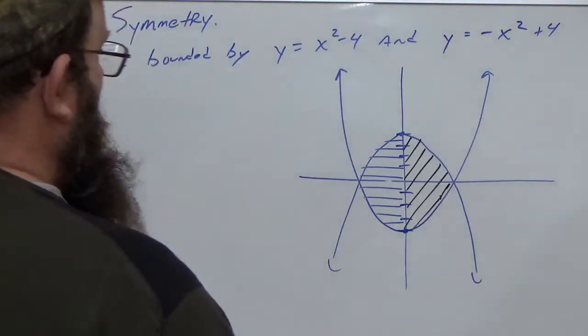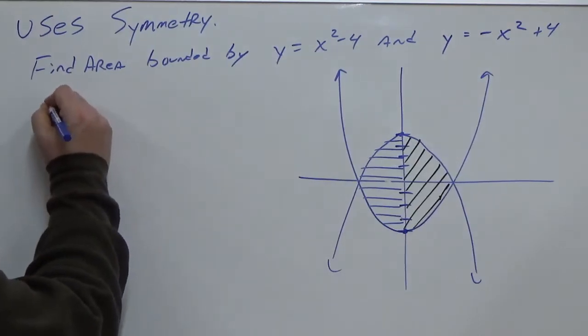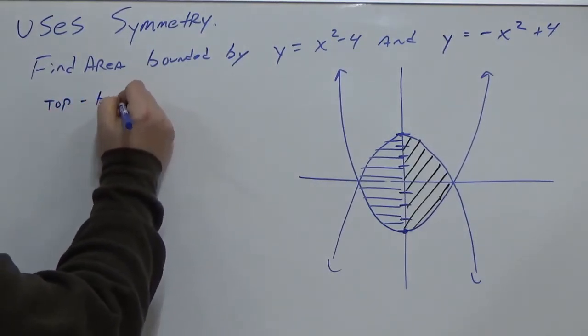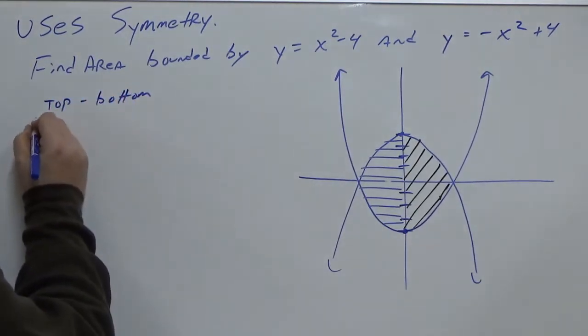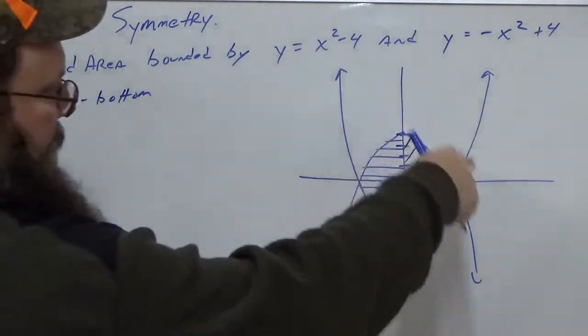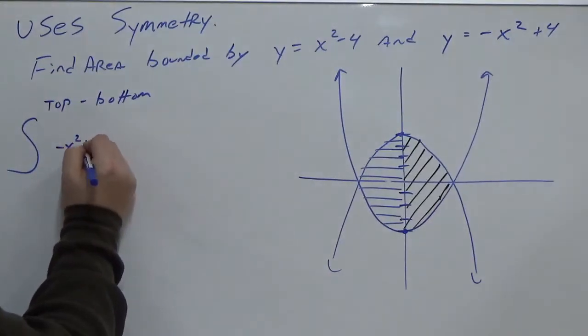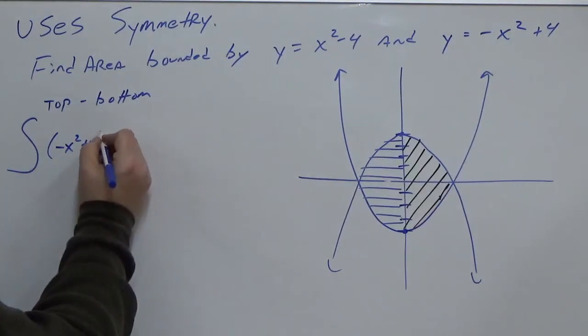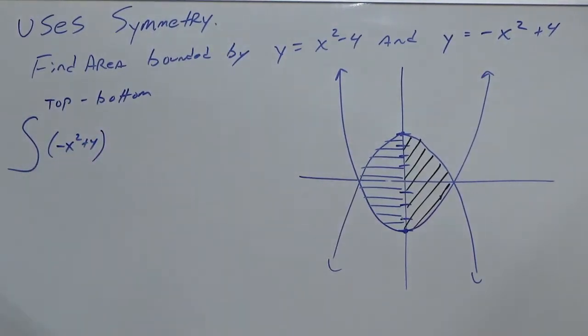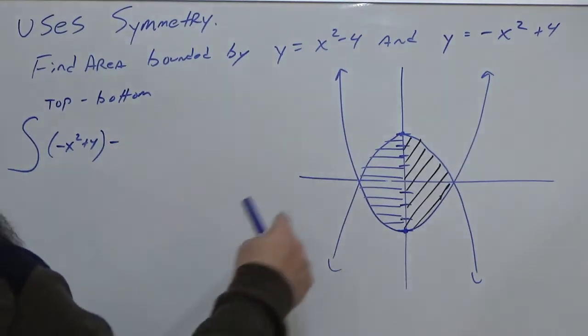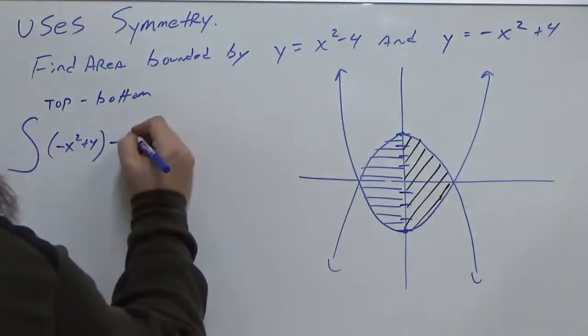So let's put this together like we've always done. Top minus bottom. What's the top function? The upside down one, negative x squared plus 4. Just for clarity, I'm going to put that in a parenthesis. Because now we're going to subtract the bottom function, which is x squared minus 4.